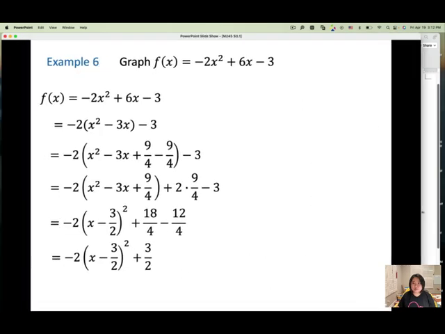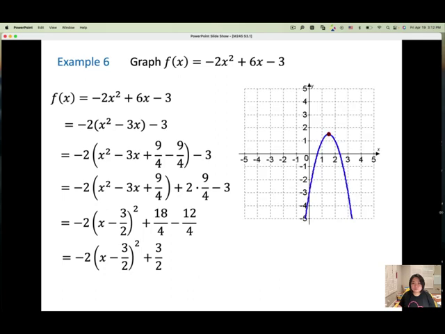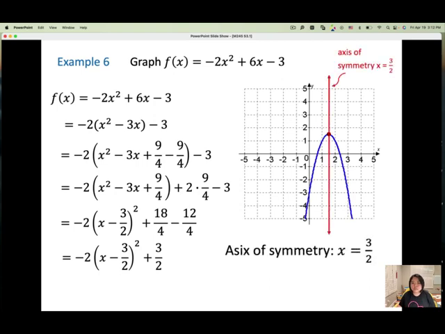Okay, after that, since this is a negative, it's going to be going downward. And this is going to be shifted to the right 3/2 unit, which is going to be 1/2, right? And then go up 3/2 unit. Okay, what is the axis of symmetry? That will be x equal to 3/2. The maximum point or the vertex will be 3/2 and 3/2.